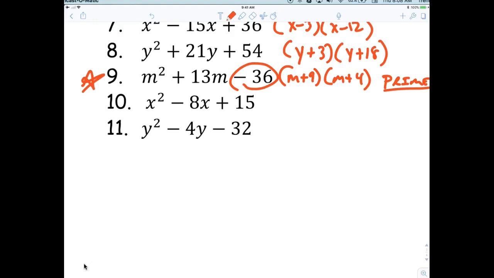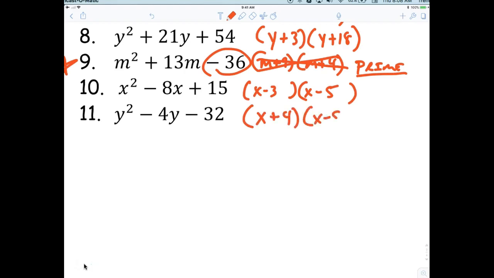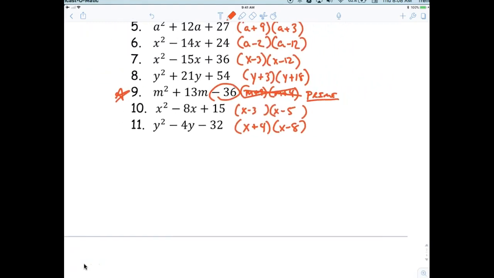Okay? So let's look at the next one. Factors of 15 that make 8. Yep, so it would be what? X minus 3, X minus 5. Factors of 32 that make 4. 4 and 8. So it would be X. Yep. Wow, what a difference a day makes. All right, so everybody's happy with that?